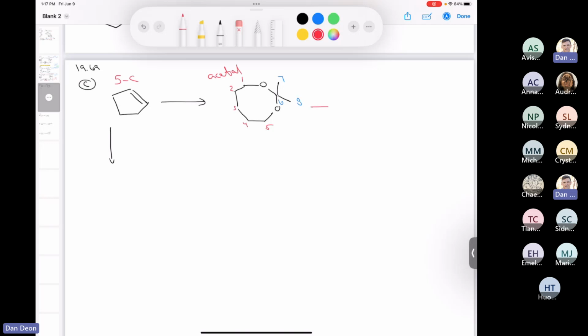Right. And if you do a little retrosynthesis here, you'd say, well, this acetal, this part comes from, oops, I can draw it a little prettier than that.